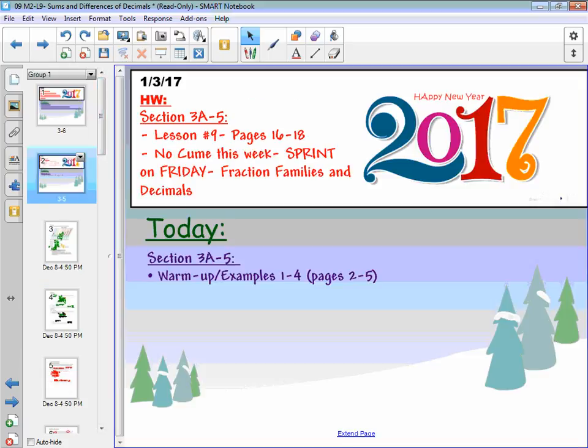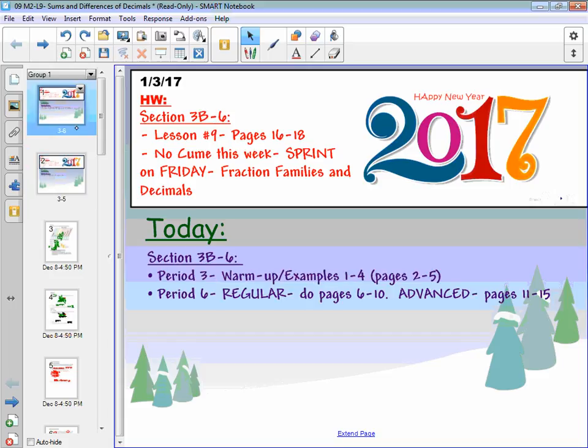All right, so I don't want you starting your homework yet, all right? We'll get a little sneak preview into what I was going to do tomorrow. If you're regular, you're doing pages 6 through 10. You're not going to get it done, okay? But you're going to start it. Advanced, go right to pages 11 through 15. You're not doing the first 6 through 10, okay?